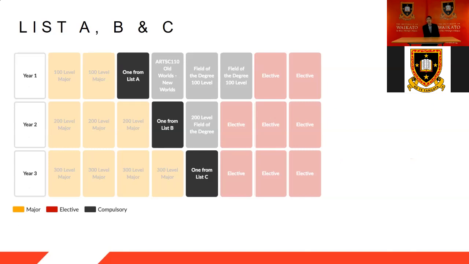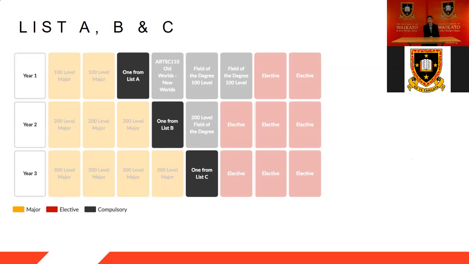Within the black areas, you have the compulsory components of degrees. So not majors, but degrees. So if you're doing a BA, you'll have a certain amount of choice within list A, list B, and list C, and I'll take you through each of those lists in turn. And what I'll do from my perspective is highlight the papers that we offer in those areas of the degree that you have a choice in.